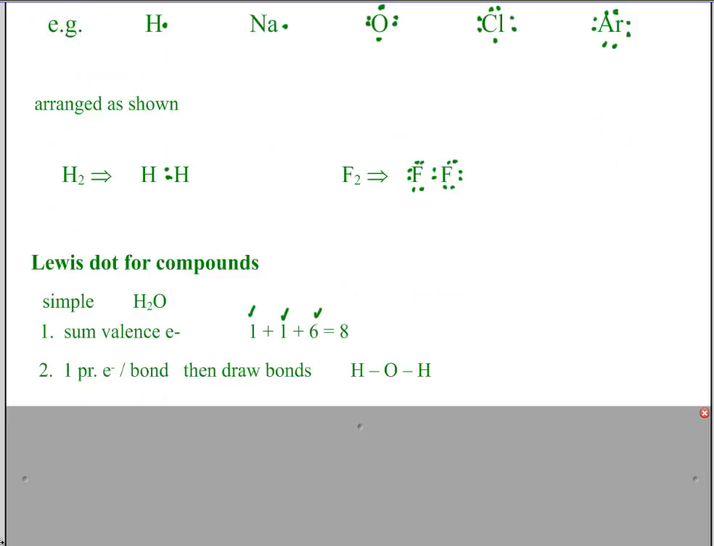Next thing I'm going to do is I'm going to put 1 pair of electrons per bond and put the bonds in. You can draw bonds as bars like that.